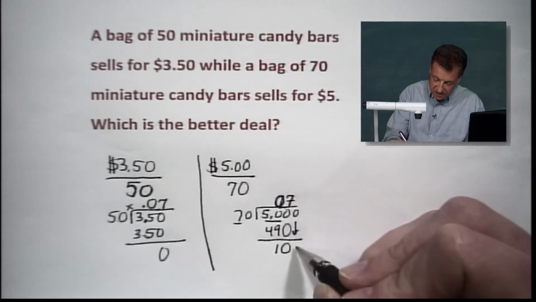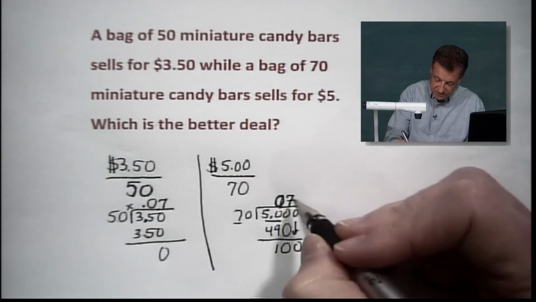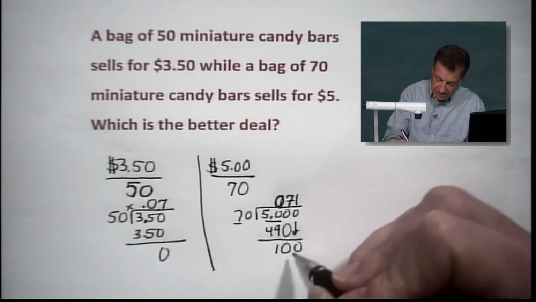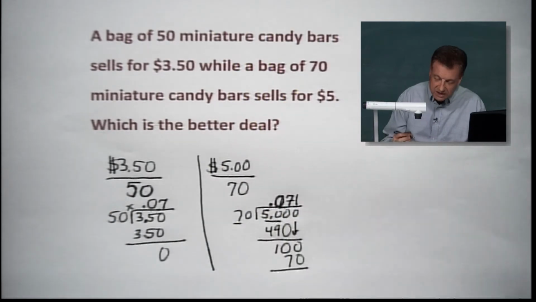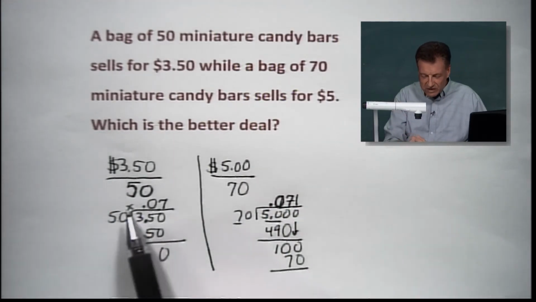But look what's going on here. I'm going to bring that one more zero down. It looks like it's going to go one time, and then I've got 70, and this thing just looks like it's going to ramble on and on. Now, there's the decimal. So theoretically, they're very close.